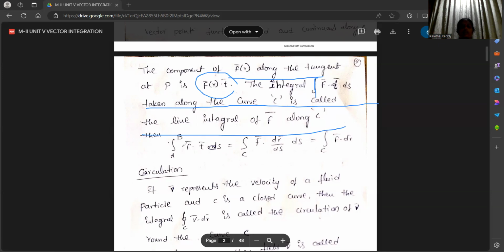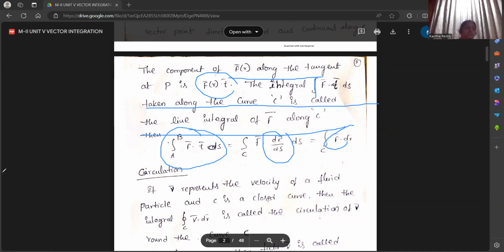What is the line integral definition? It is the integration from A to B of f bar dot t bar ds. You know that t bar is nothing but dr bar by ds, so you get f bar dot dr bar. This is the line integral formula: the integral of f bar dot dr bar.